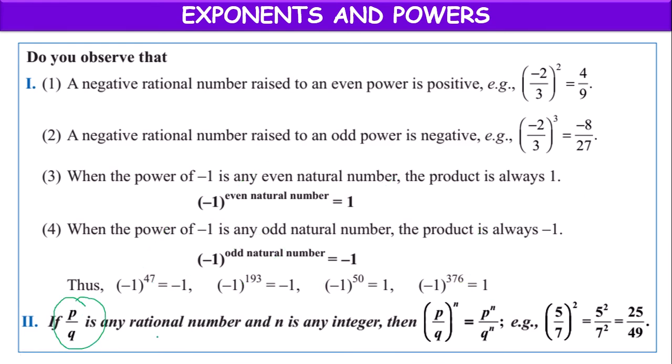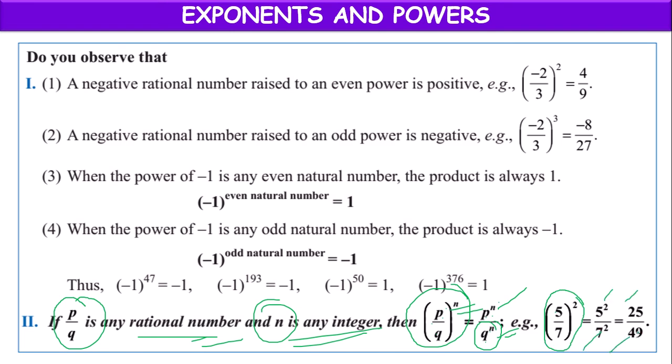Next, if p by q is any rational number and n is any integer, then p by q whole power n can be written as p power n by q power n, a separate power for the numerator and the denominator. So whatever common exponent is there for the rational number, it can be written as individual powers of each element. Suppose we have 5 by 7 whole square, then we can write it as 5 square by 7 square, 25 by 49. So these things we have observed.